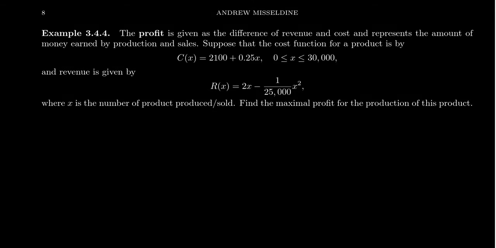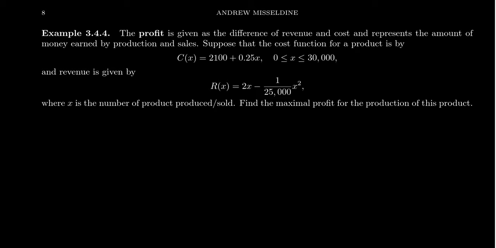Recall that profit is the difference between revenue and cost, and actually represents the amount of money earned by production and sales. So suppose we have a cost function for a commodity we're producing: our cost is 2100 plus 0.25x. So how we want to interpret this is the following.